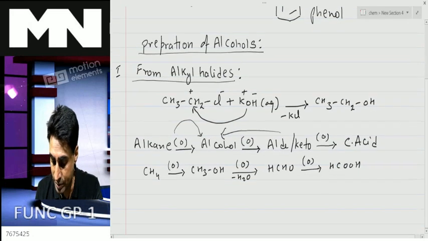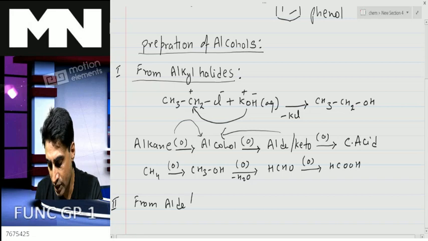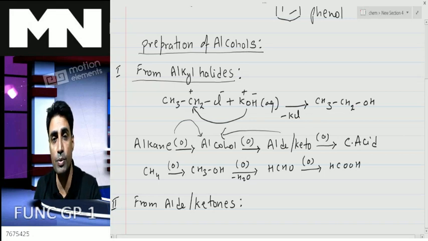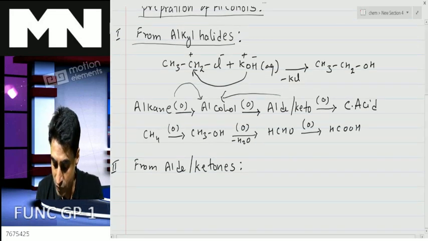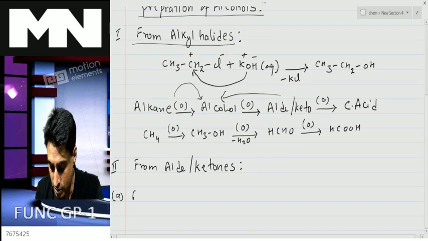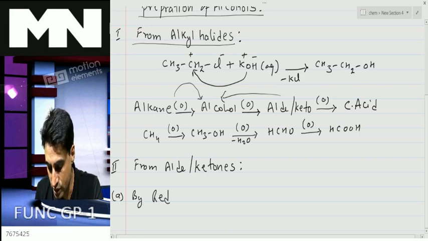Now the second preparation we have is from aldehydes and ketones. How can we prepare alcohols from aldehyde and ketone? As you can see here, reduction of aldehyde and ketone can give me alcohol. So we'll start with that, that is, by reduction of aldehydes and ketones.